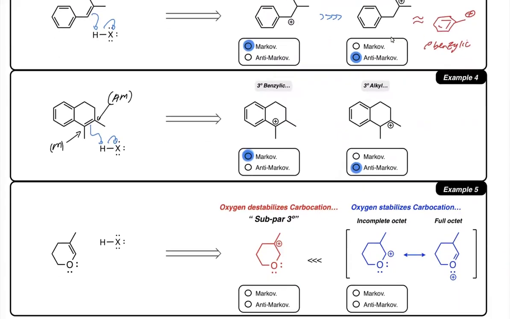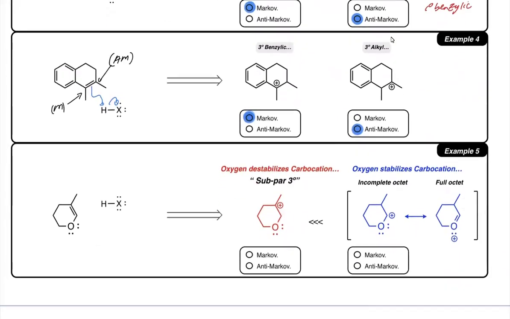All right. Now, this next example illustrates the effect of lone pair atoms. So imagine we electrophilically add the proton, creating a carbocation. The positive charge forms here. That's tertiary, but notice the positive charge isn't directly bonded to the oxygen atom. Therefore, the oxygen takes on an inductive withdrawing effect, and that destabilizes the carbocation. So really, that's a subpar tertiary stability.